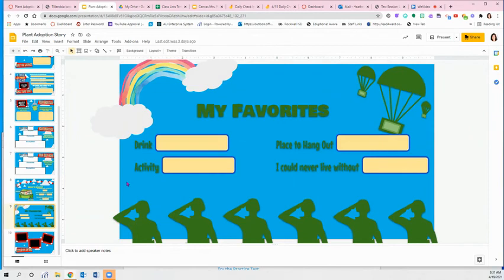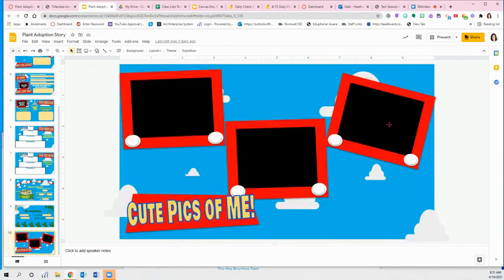And then a favorites page. No baby book is complete without a favorites page. What is their favorite drink? What is your plant's favorite activity? Where is its favorite place to hang out? And what could your plant never live without? And then you're going to finish it with 3 cute pics of your plant. Go ahead and throw yourself in there too. That would be totally adorable.